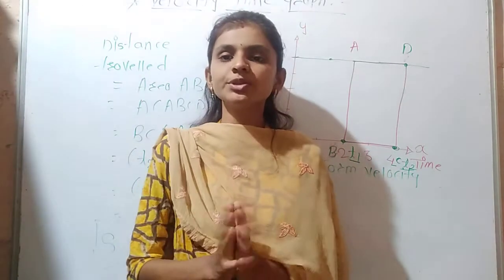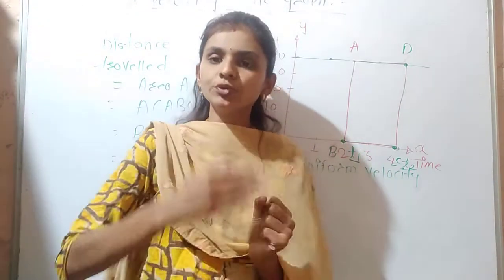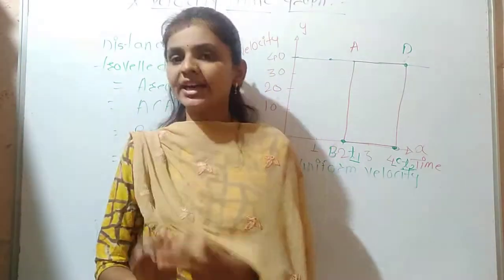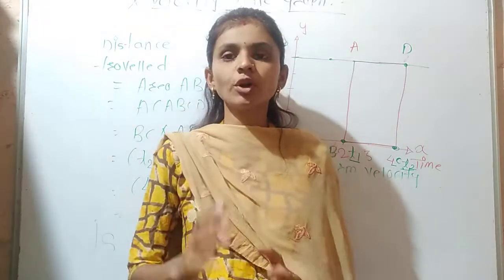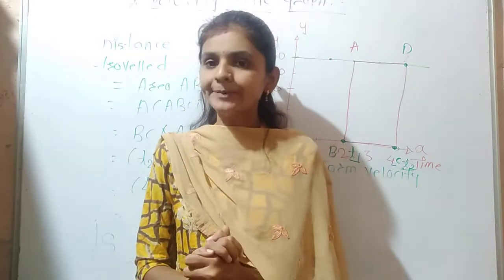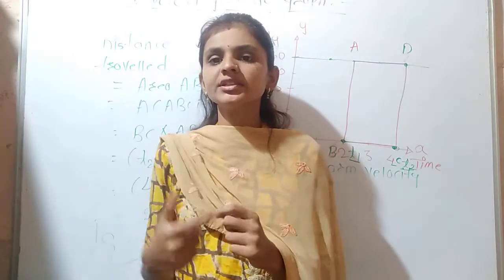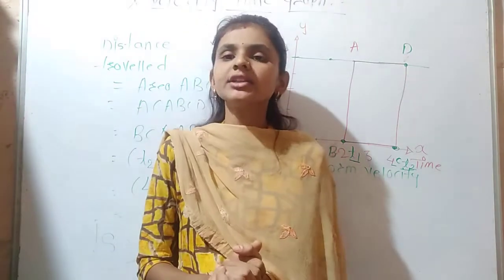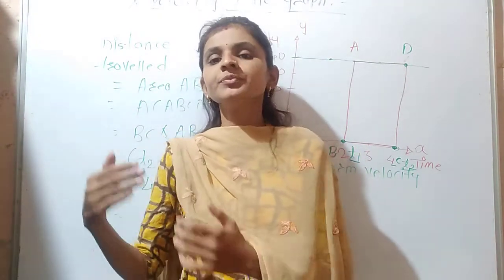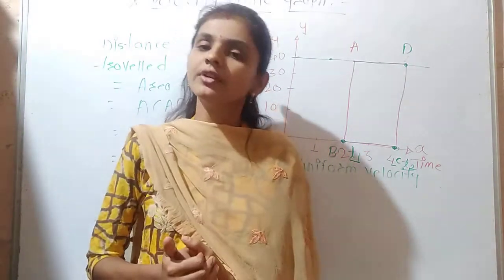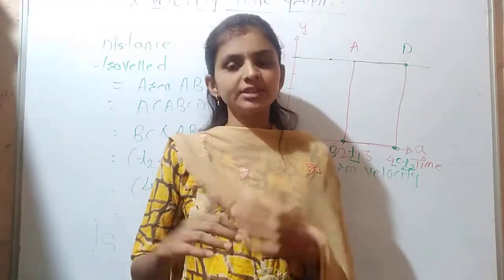So what is the difference between these two concepts? In uniform velocity, the velocity is constant, but there is a change in time. That I already explained. But in uniform accelerated velocity, the velocity increases with time, at equal rates with equal intervals of time. That part we will discuss in tomorrow's period.